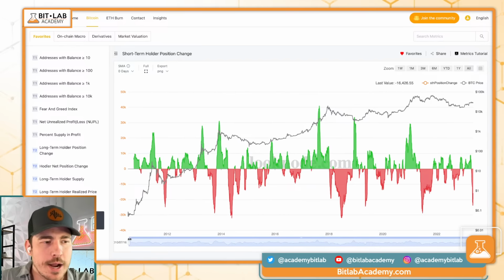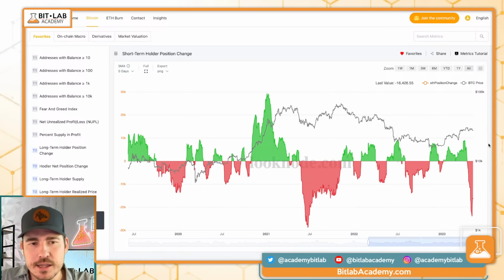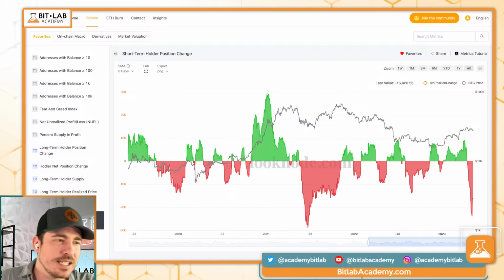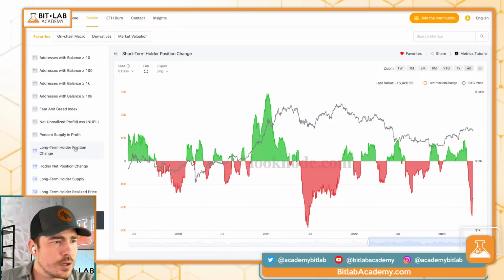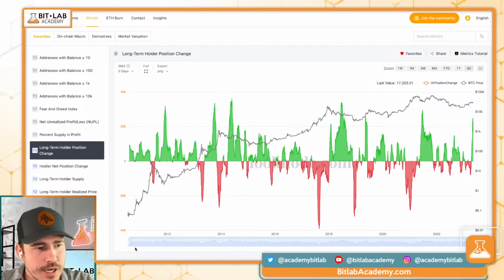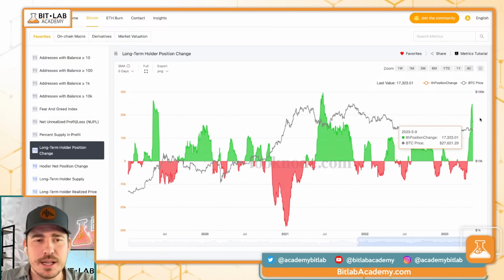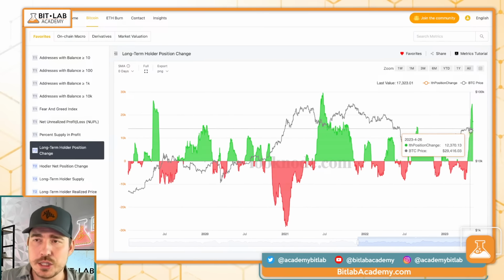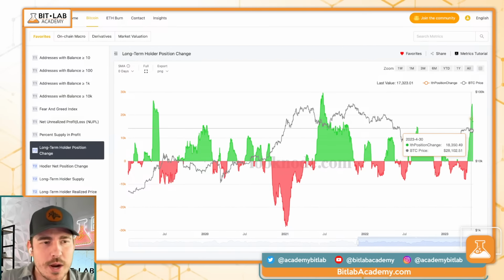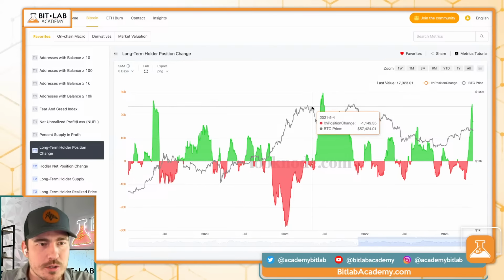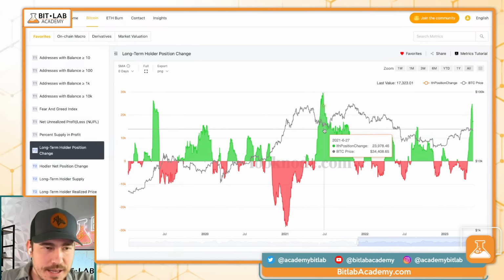Now, where we're at right now, and we've talked about this, look at this, short-term holders right here, reducing supply. They're scared. But this is giving me some bullish signal here because we see long-term holder position change. Look at this. Long-term holders are buying the living hell out of this little dip right here. So is something coming? Well, all we can do is wait and see. We see also right here, long-term holders buying this dip, giving strength.